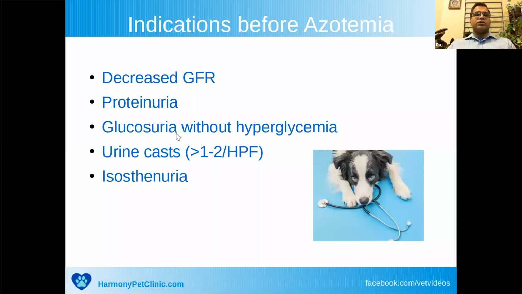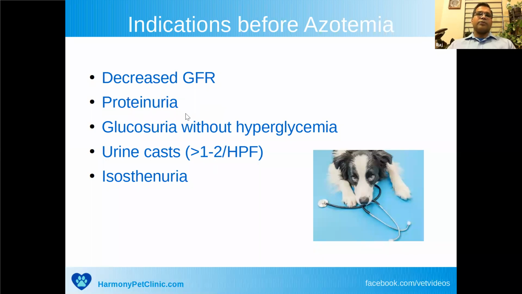Increased glucose in the urine without an increase of glucose in blood is also an early indicator of kidney disease. Sometimes it can be due to other factors like Fanconi disease or Fanconi syndrome. Urine casts more than 1 to 2 per high power field can also be an indicator of early kidney disease. And isosthenuria, some diluted urine, can also be a sign. So this proteinuria is very, very important.